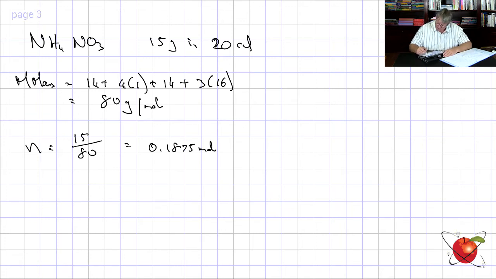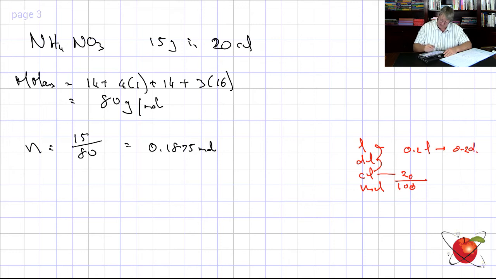No. So we say, right, milliliters, centiliters, deciliters, liters. I am here with 20. So I'm now going to go up 1, 2. So I must divide, because I'm getting smaller, by 10 times 10. 1, 2. It's 0.2 liters, which is 0.2 decimeters cubed.